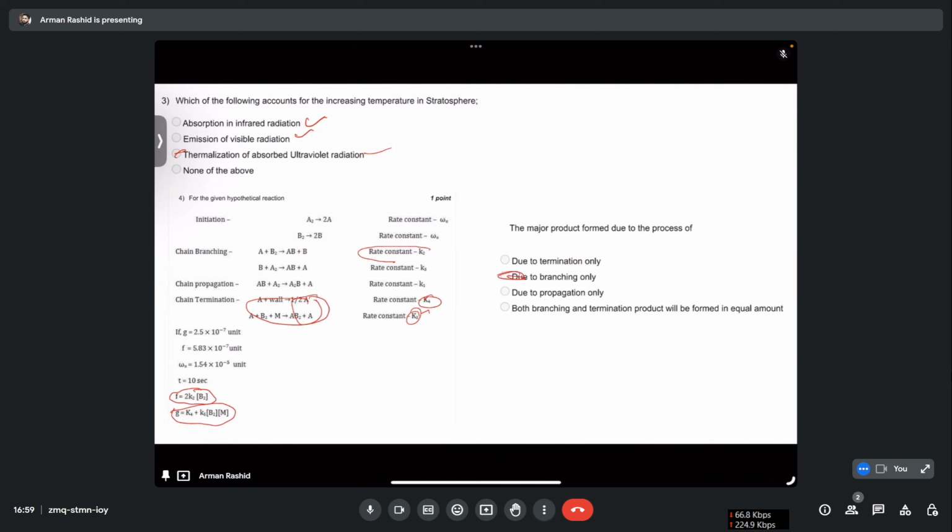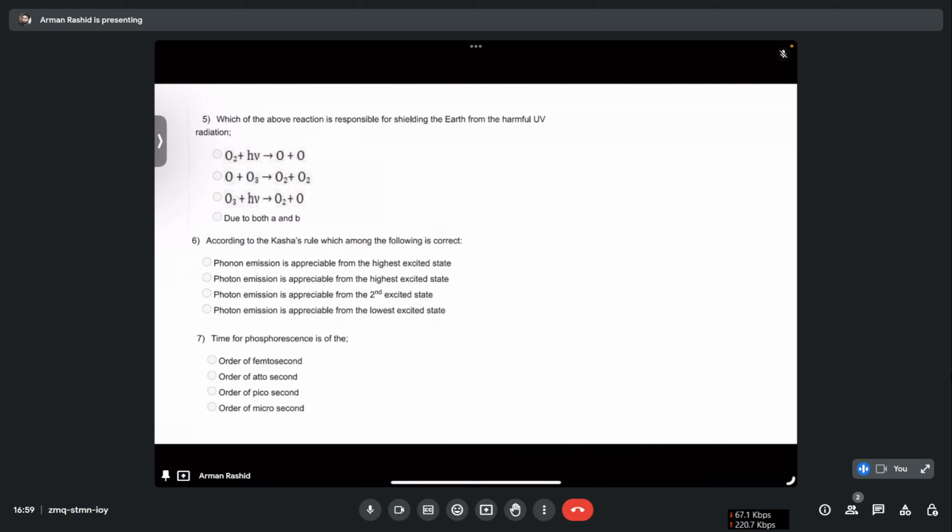Now here, as I have showed you before, which of the below reactions is responsible for shielding of Earth from harmful UV radiations. So we have to see which is responsible for shielding of UV radiations from Earth's atmosphere. So this is question number 5. As I told you, once the h nu comes, it strikes ozone, it gets broken down into O2 and O. So as a result, it is absorbed there and it does not reach the Earth's surface. So this reaction is responsible for shielding of Earth. So this answer is C.